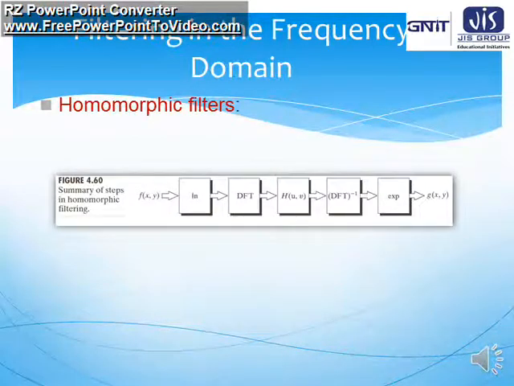So this is homomorphic filtering. The steps have been given here. F(x,y) is given in the first block, then the DFT block, then the H(u,v) block, then the inverse discrete Fourier transform, then the corresponding exponential block, and then we get G(x,y). So F(x,y) is easily transformed to G(x,y) if we pass through these five blocks. This is the summary of the steps of homomorphic filtering.